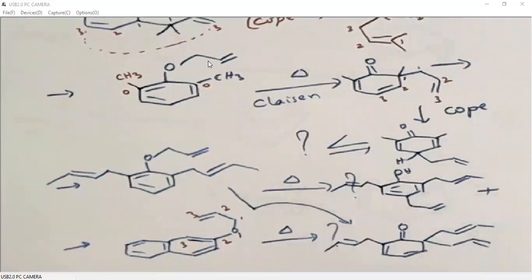Yeah, this is the intermediate from Claisen rearrangement. Then see, both these groups are potential groups to involve in Claisen rearrangement. So here what we will get is two products. If this involves in Cope rearrangement, we will get this product. If this involves in Cope rearrangement, we will get one more product.